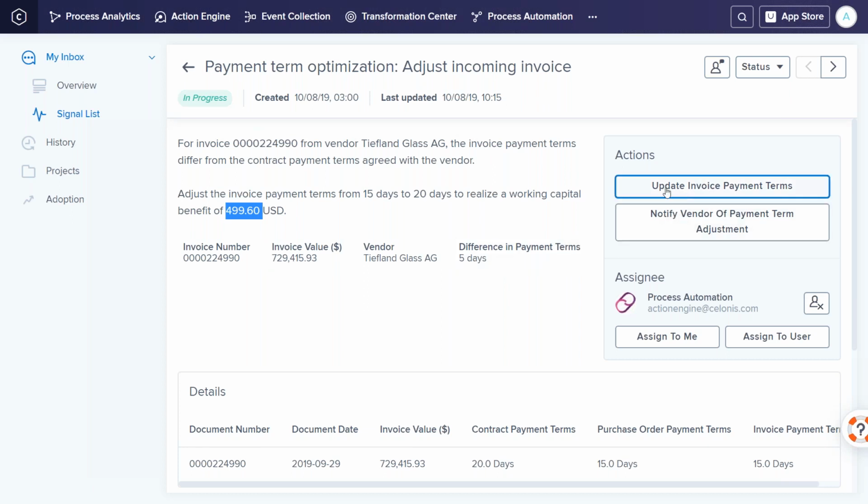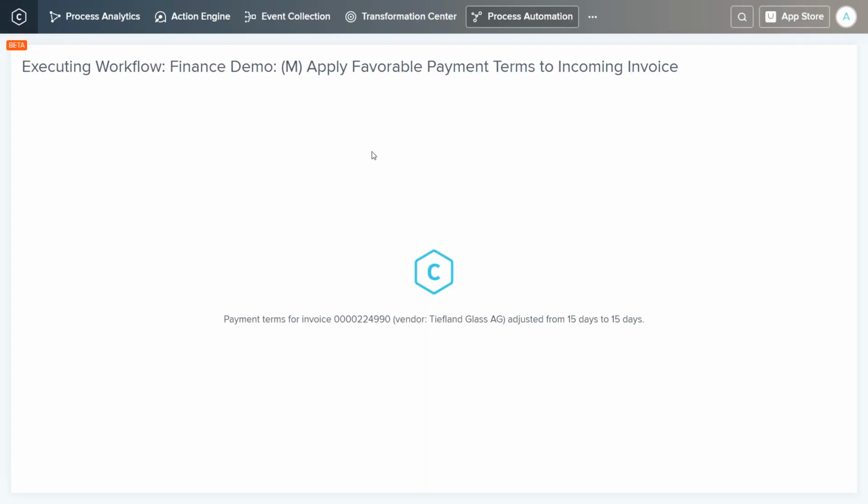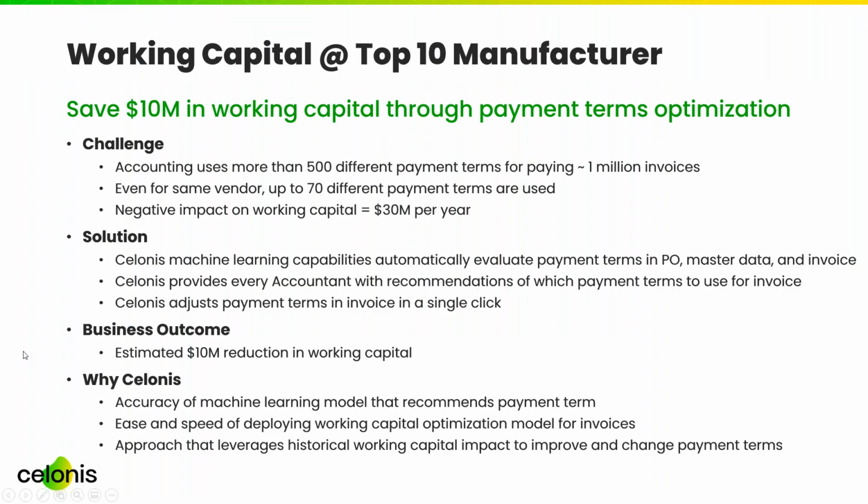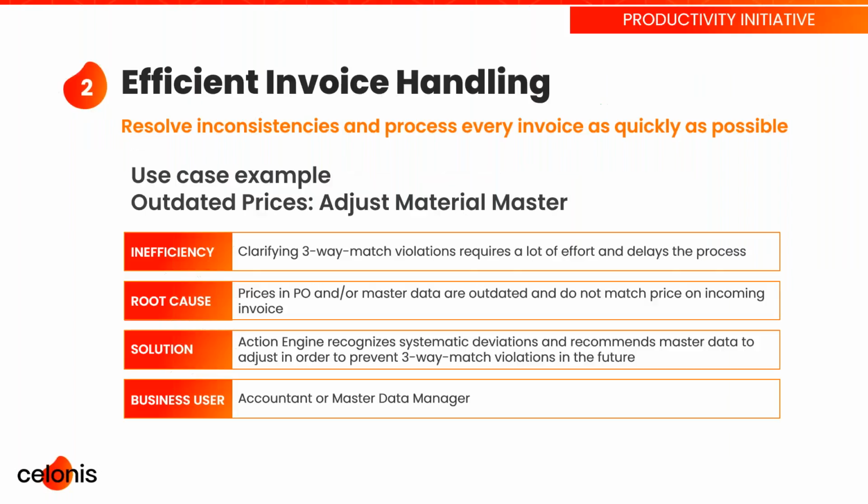And just imagine every accountant contributing to that, it quickly sums up to a really huge amount. And again, if I as an accountant then decide to update the payment terms, I can trigger this action directly out of the Action Engine to make use of this suggestion. So now we have dealt with two examples in the area of optimal payment timing and working capital. So let's now move to one example located in the second focus topic, which was efficient invoice handling. And the use case example that I brought with me for this focus topic is about three-way match violations.